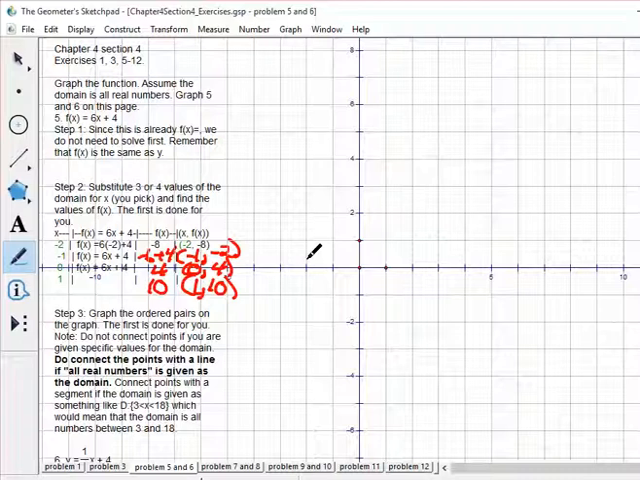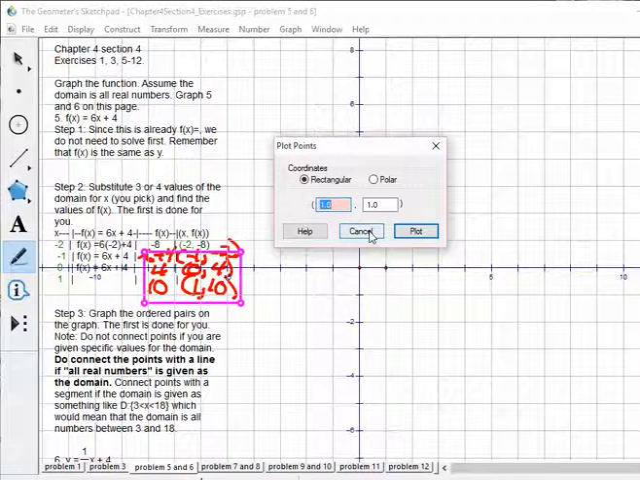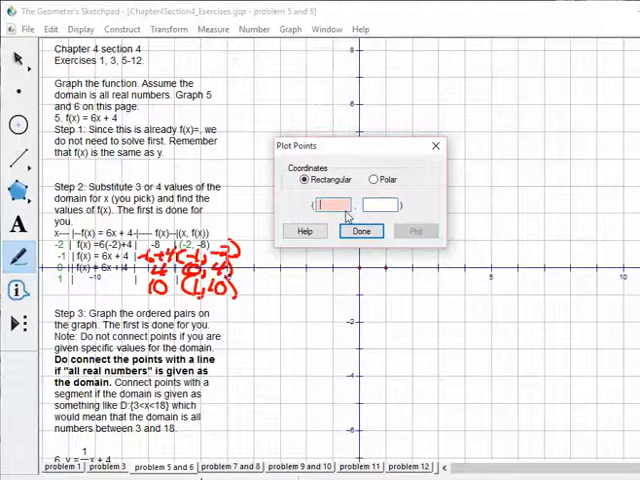And then remember how to graph these. So you go to graph plot points. And my first point is -8. Oh, sorry, -2. -2, -8. I always have to put the x first. And then the next point is -1, -2. And then the next point is 0, 4. And then the last point I need to graph is 1, 10.